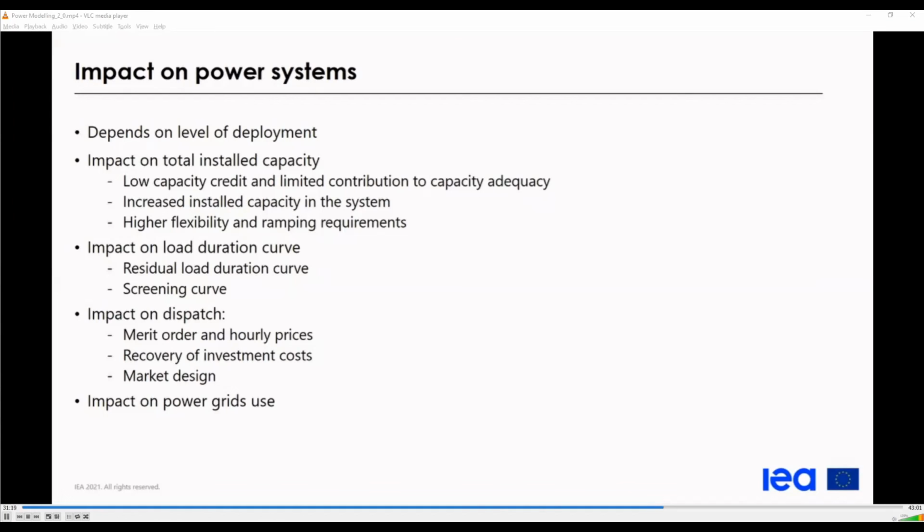One key issue is the higher flexibility needs that would be needed from the system, the higher ramping requirements. There is an impact on the load duration curve, an impact on dispatch, on prices, and consequently on market design. And finally, an impact on how the network is used, on how the network can accommodate this variability.